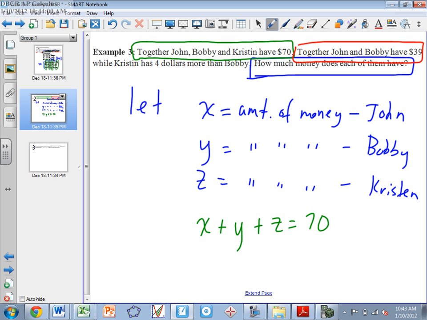All right. John, Bobby. John is which variable? John is X. Good. Bobby is? Plus Y. And together they have how much? 39. Now, is Kristen included here, people? Yes. In this equation, is Kristen included? No. Look at what's boxed in red. Do you see Kristen's name anywhere? No. So Kristen does not come into play here, so there's no Z value this time.